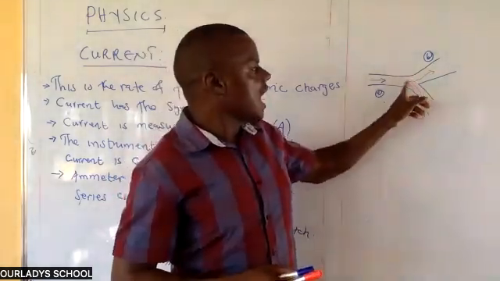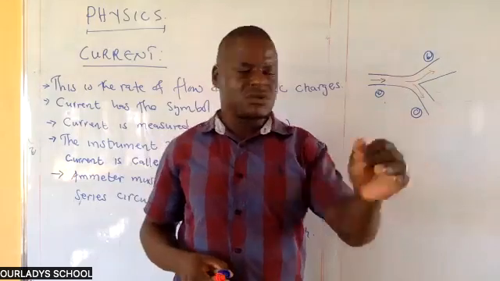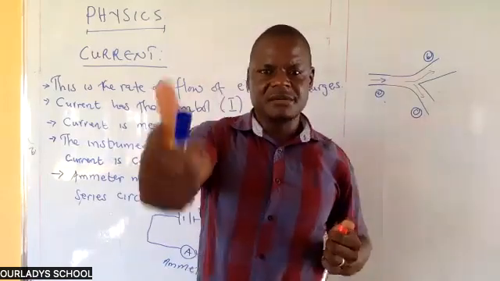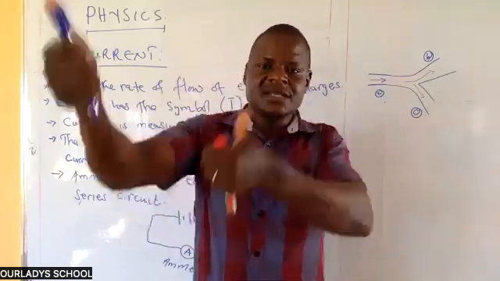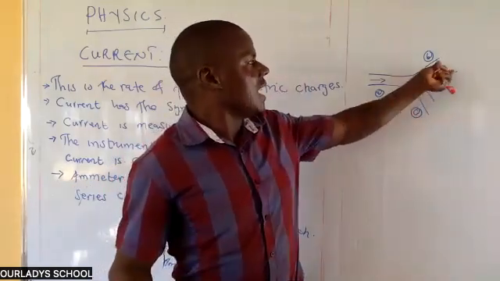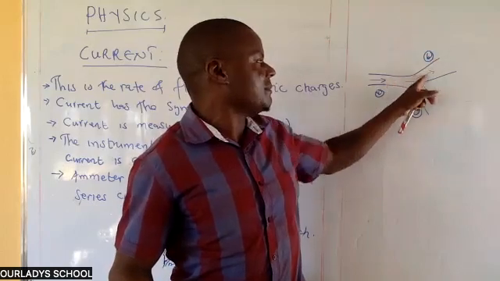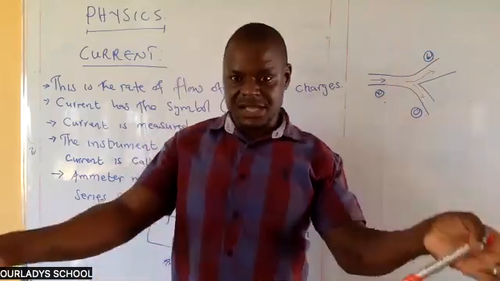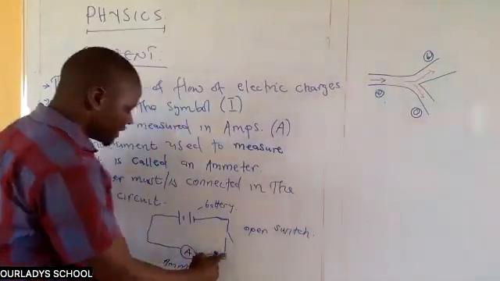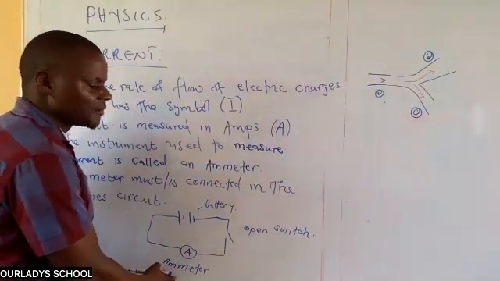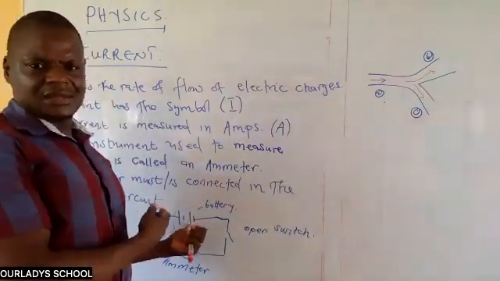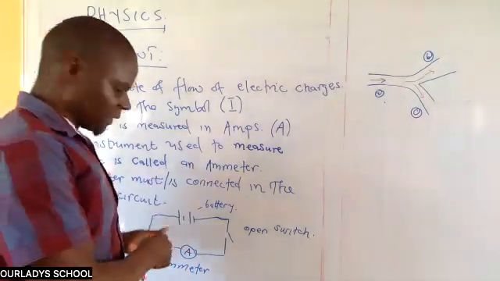Therefore, when they reach here, I'll give you an example of water. Here, where there's only one pipe, the pressure is high, meaning the flow is quite fast. Now, when you reach here, where the space is the same as what was here, but there is a subdivision, the charges are getting split. Even their flow will be different. So if we put the ammeter somewhere there, the rate of flow of charges that we get will not be exactly like the one that is coming from the battery. So that is what we're saying.